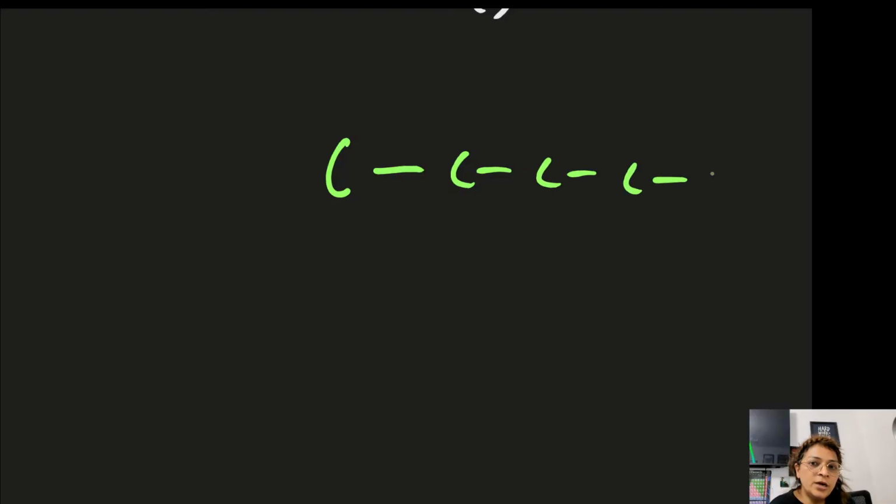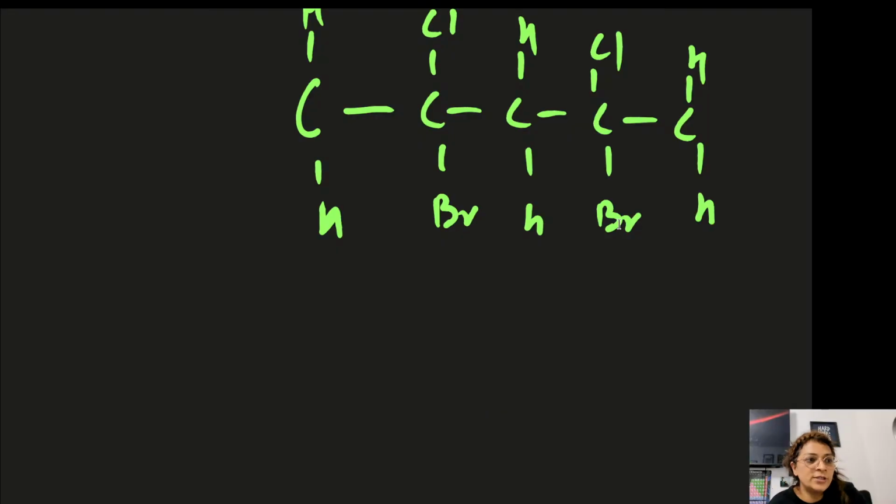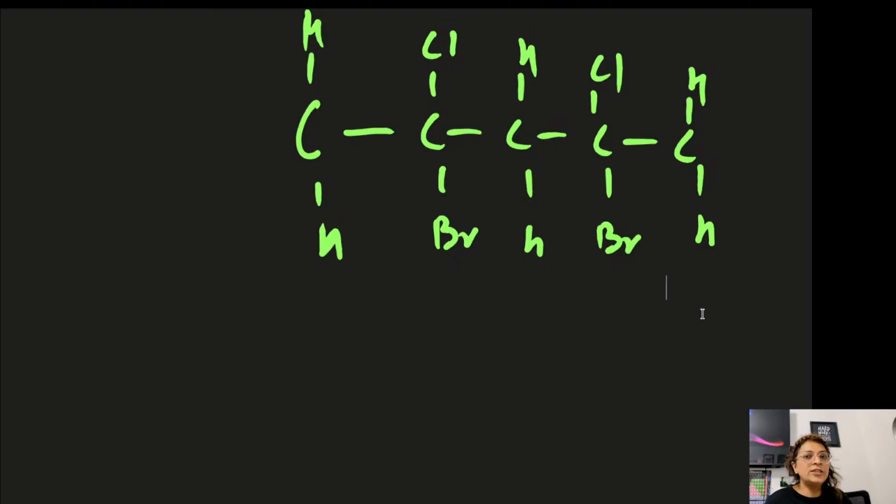Carbon, carbon, carbon, carbon, carbon, H, H, and they give you Cl, Br, H, H. Tell me the monomer unit. Let's talk about monomer unit. Write the monomer unit first. Just like they can give you a long chain and they ask you to write a monomer unit. What do you do?